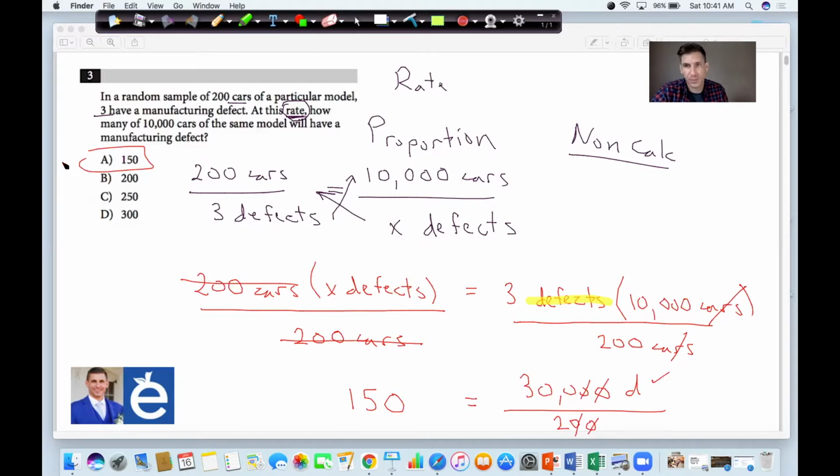So fairly simplistic of how to break this down. Notice we are in the non-calculator section, so you definitely want to be able to do 30,000 divided by 200 in order to simplify this to make it easier for you. Setting this up, though, I would say is kind of the core idea of why I started with this problem, okay?